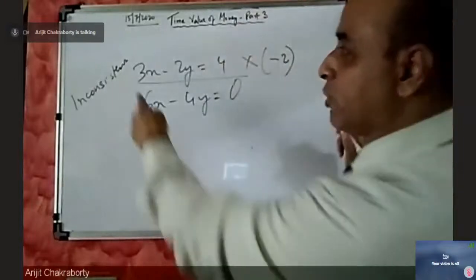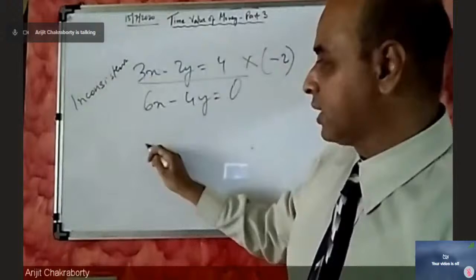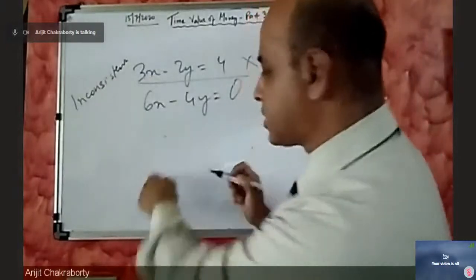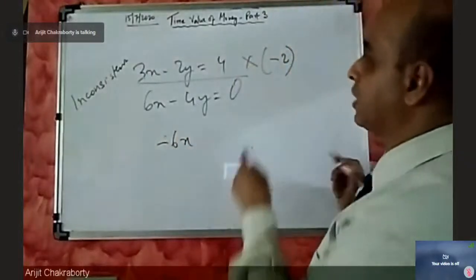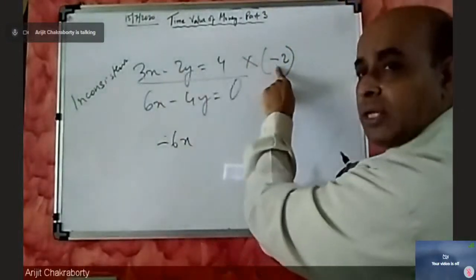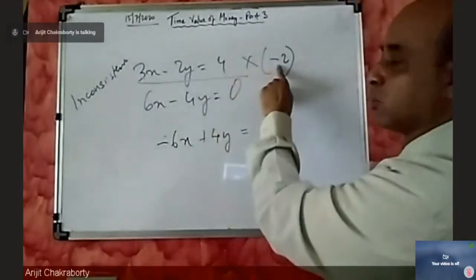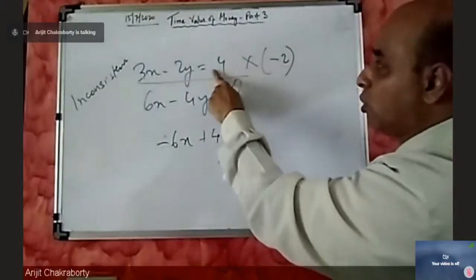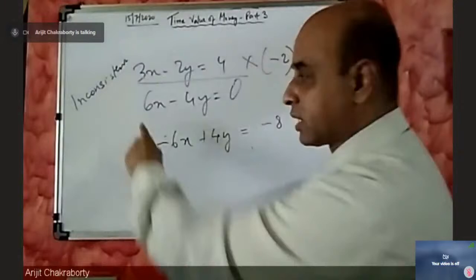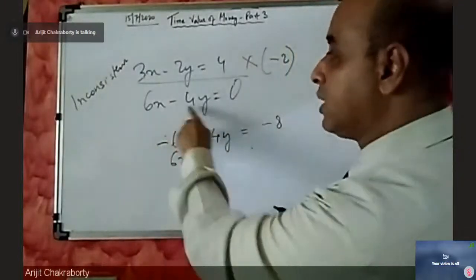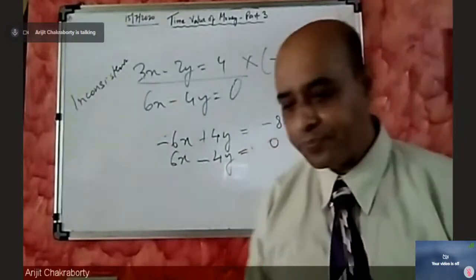So multiplying equation 1 by minus 2, I get minus 2 into 3, that is minus 6x, minus 2 into minus 2, that is plus 4y, and this is equal to 4 into minus 2 on the right hand side, that is minus 8. And please see the next equation, 6x minus 4y is equal to 0.